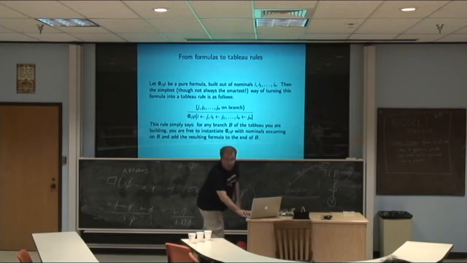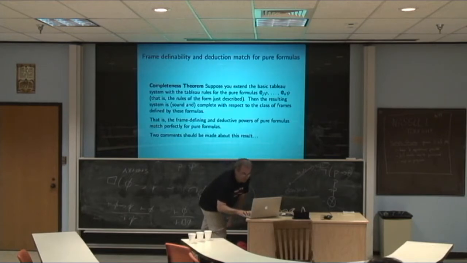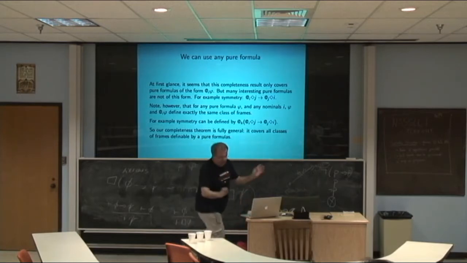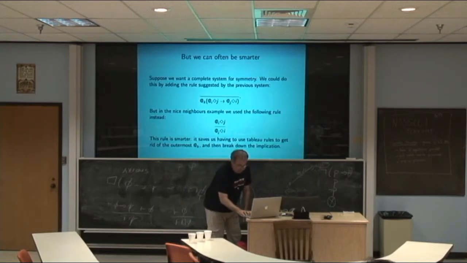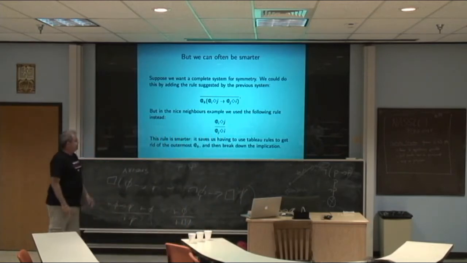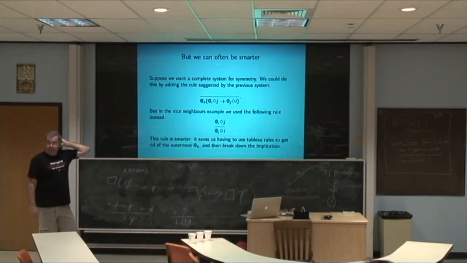This also works for other proof styles like axioms, and I could tell you a very similar story about axioms and also about natural deduction. Anyway, so that's the completeness theorem. There's some other ifs and buts about whether we can use any pure formula, and the answer is yes. Maybe this is a little bit more interesting. I just said that it's a bit hacky to put axioms on the tableau, and very often you can be a bit nicer.